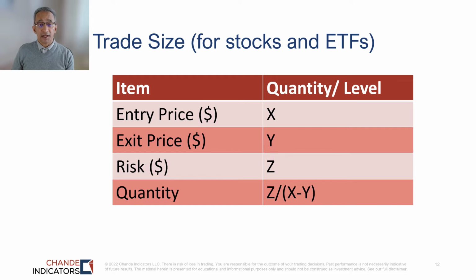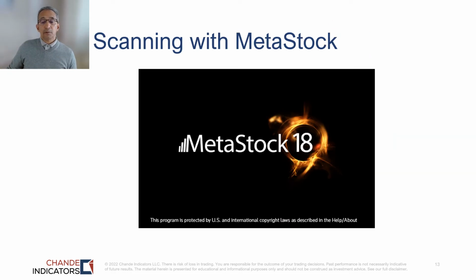Here I'm just reminding you how we calculate trade size. If you have the entry price and the exit price and the risk per trade, which is say 1 or 2 or 3 or 4% of your available equity, then the quantity is simply Z divided by X minus Y. And this gives you reasonably good control on volatility and losses if you do a lot of trades over a long period of time. Now, my tools are built for scanning with MetaStock 18, so let me show you an example of how that works.